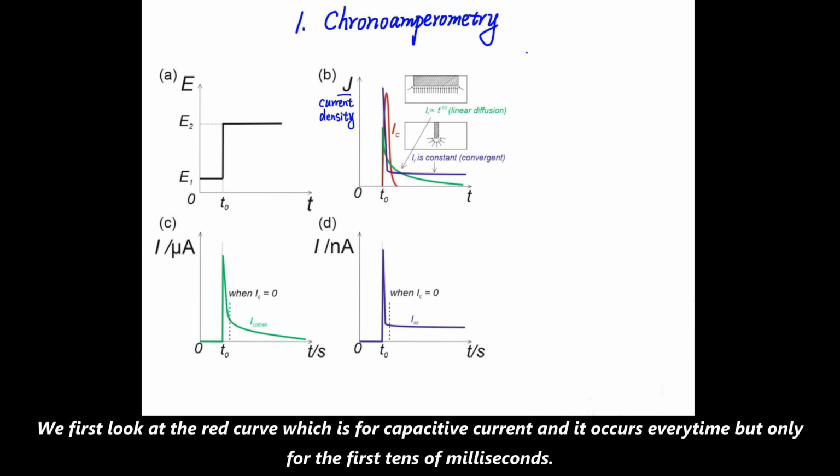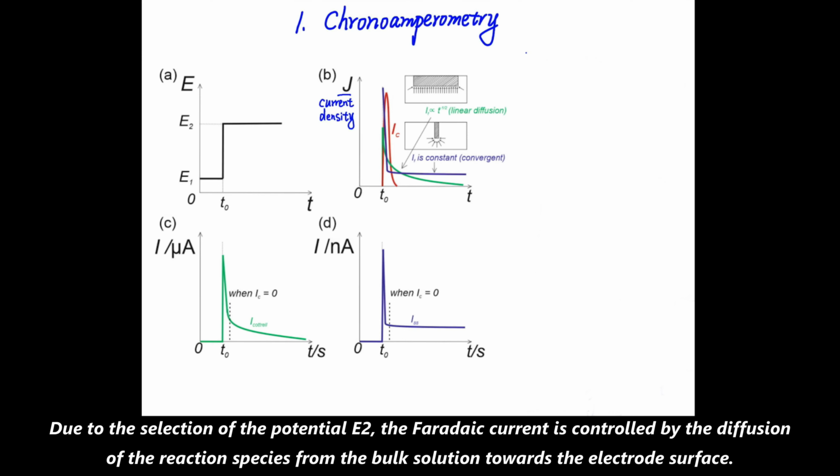We first look at the red curve, which is for capacitive current, and it occurs every time, but only for the first tens of milliseconds. And then, due to the selection of potential E2, the Faraday current is controlled by the diffusion of the reaction species from the bulk solution towards the electrode surface.